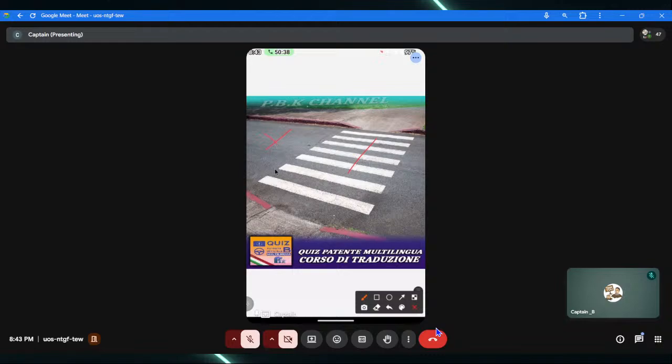Fermata. Okay? No car is allowed to park here. No car is allowed to stop on top of here. This place must always be left free. You must always leave it free. Okay? Good.